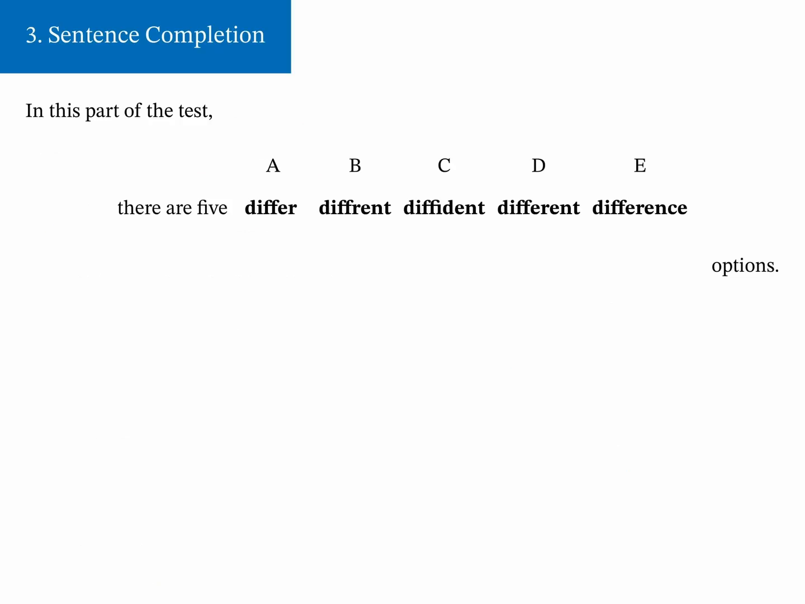So in this part of the test, there are 5 different options, and they're marked like this: A, B, C, D, E. This is how it will look in your 11+ exam if you get this type of question. Let's see if you guys want to have a vote. Which one of these do you think is the correct word to fill the gap here? Differ, different, difference.